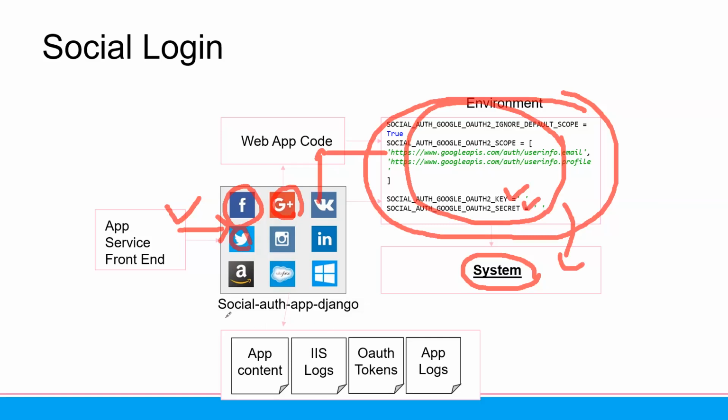So we will use what they call the social authorization app. And in Django, we have this one, social auth app Django. This social auth app Django can be applied to app content. It can also be applied to IIS, the Internet Information Service. And we can also use OAuth tokens, and we can also use the app block. I'm just using the OAuth tokens for this example.